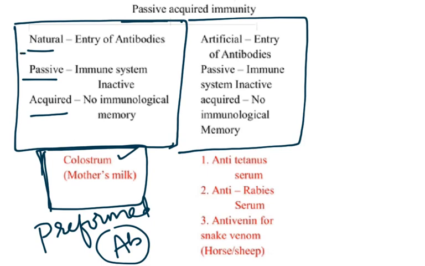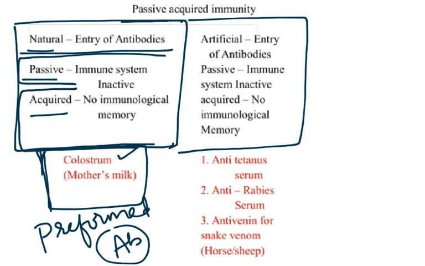The mechanism behind this: the entry of antibodies is natural, from the mother to the newborn baby. The immune system of the newborn baby is passive. In that case, they are taking antibodies from the mother. Acquired, but there is no immunological memory. The baby is not fighting against the infection, just taking antibodies from the mother. Hence we say there is no immunological memory. So, collecting antibodies naturally from the mother, we say natural passive acquired immunity.